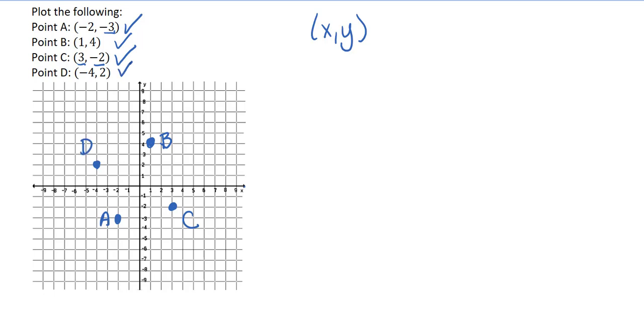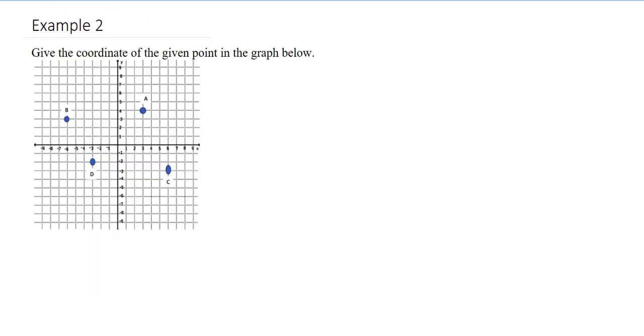Now let's go ahead and look at another example. Example 2. Give the coordinate of the given point in the graph below. So we have all these different points and we need to find the coordinates. The coordinates are going to be in terms of x and y. So that's what it's going to look like. It's opposite of what we did in the last example. So A, let's look at what A is.